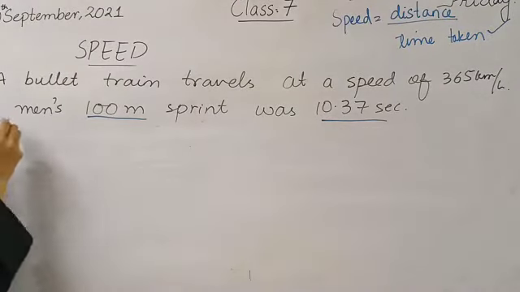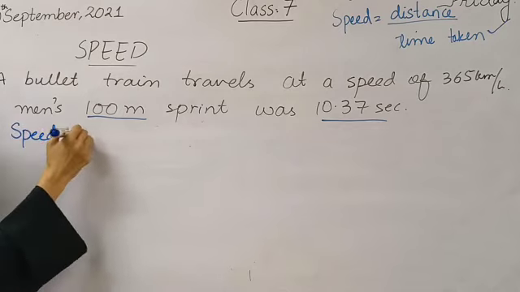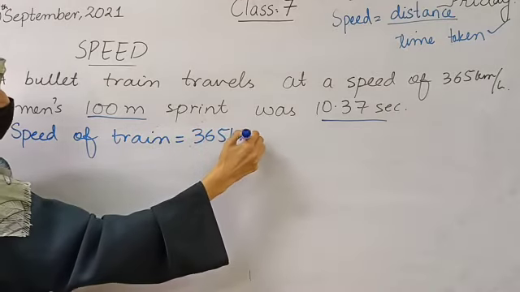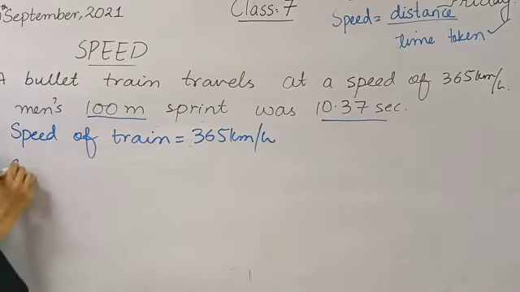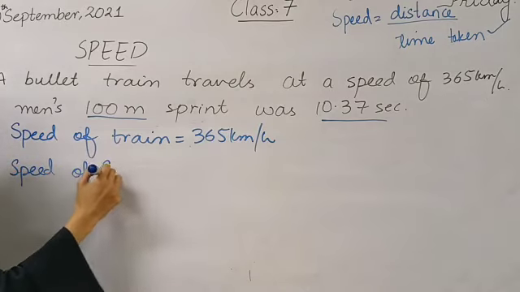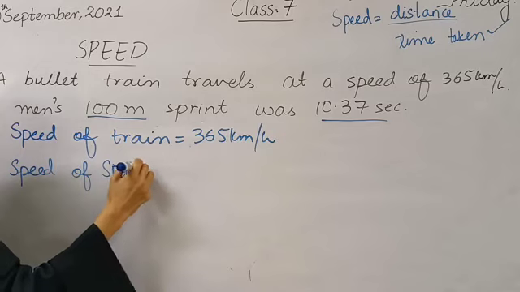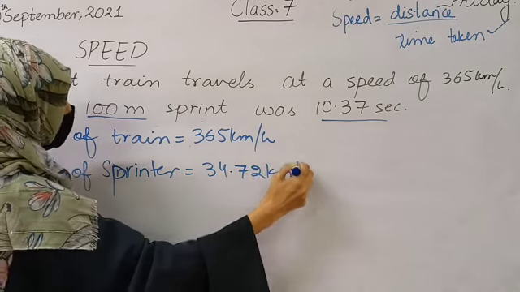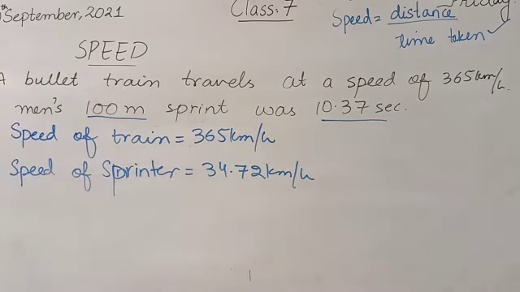Now speed of train is equal to 365 kilometers per hour and speed of sprinter, I am writing this sprinter, is equal to 34.72 kilometer per hour. And we already read about this, that if we want to compare two quantities or two things of the same kind, the units should be same. So that's why I converted the units of Singaporean sprinter into kilometer per hour. Okay.